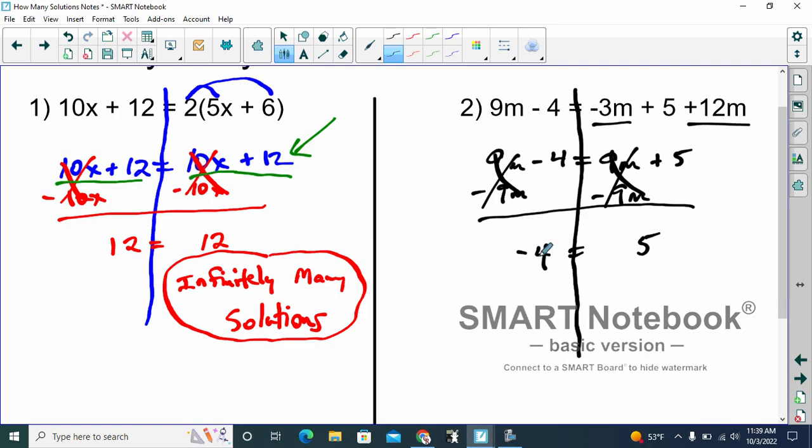For example 2, my equation says negative 4 equals 5. Well, negative 4 is not equal to 5. No matter what m is, I'm never going to be able to make negative 4 and 5 equal to each other. So this is a false statement. There is no solution. There is no value of m that's going to make negative 4 equal to 5.